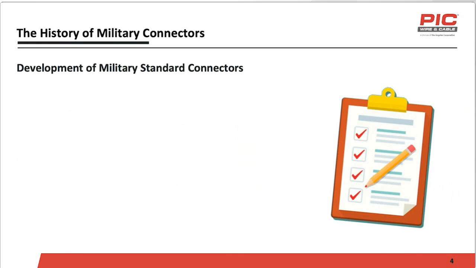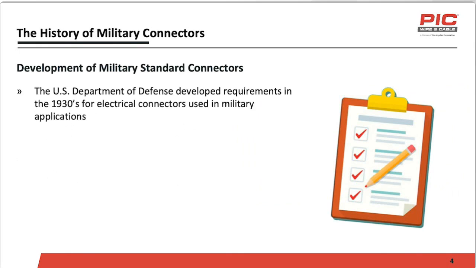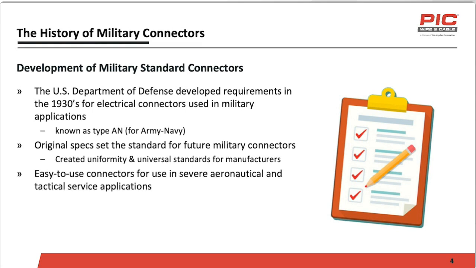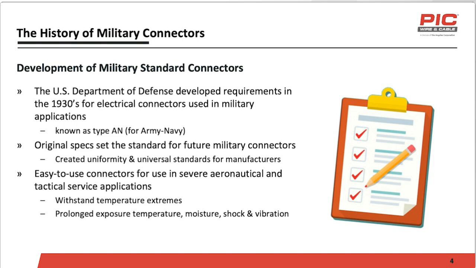In the 1930s, the U.S. Department of Defense developed several specifications that outlined how specific electrical connectors should be designed and built for military applications. These connectors were known as AN connectors, which stood for Army-Navy. These specifications set the standard for various military circular connectors and created uniformity so all manufacturers could agree on standards for universal mating. The requirements specified an easy-to-use connector that could withstand extreme and prolonged exposure to temperature, moisture, shock, and vibration that are found in severe aeronautical and tactical service applications.